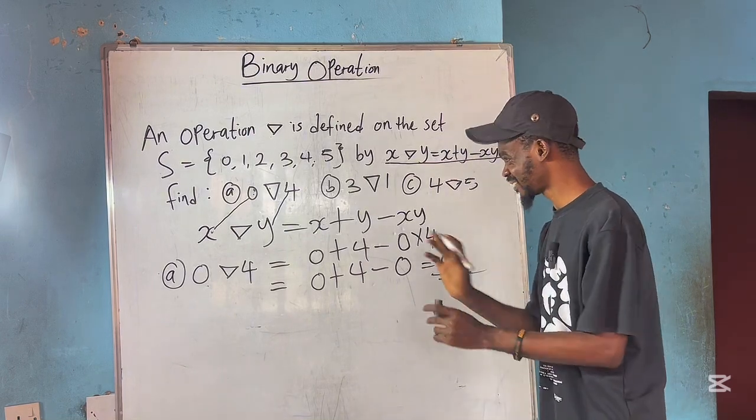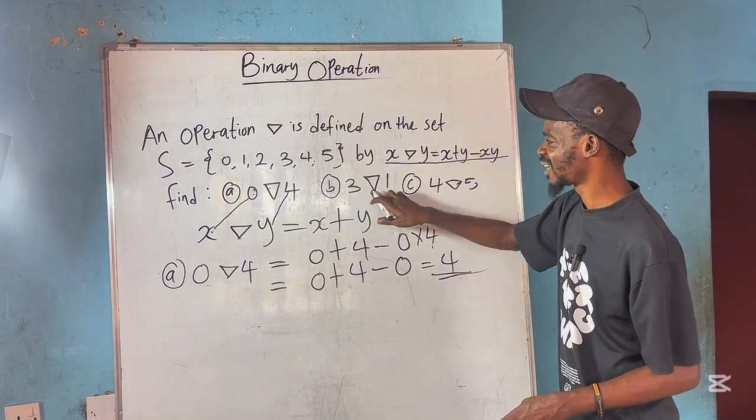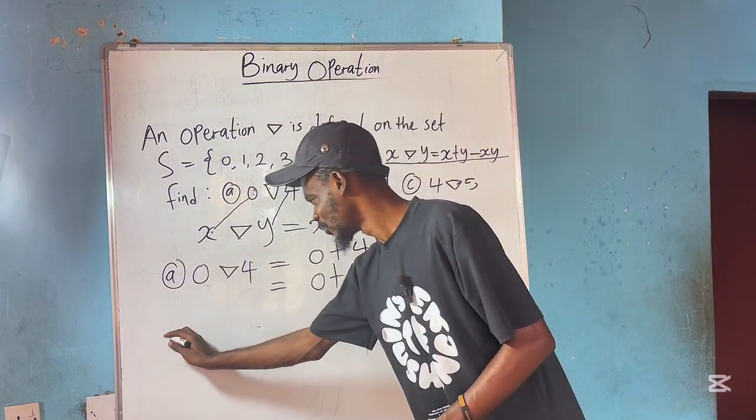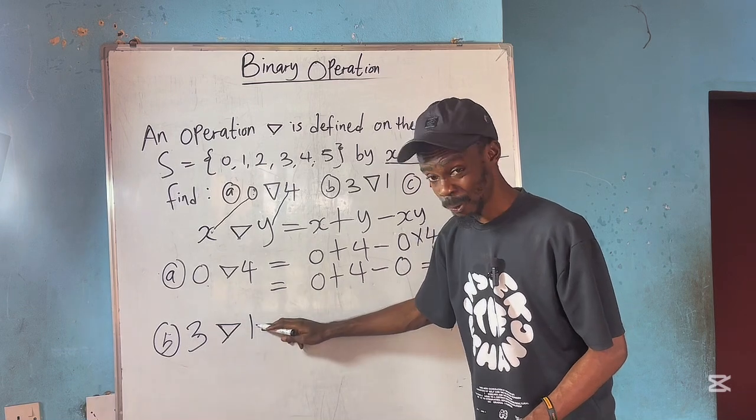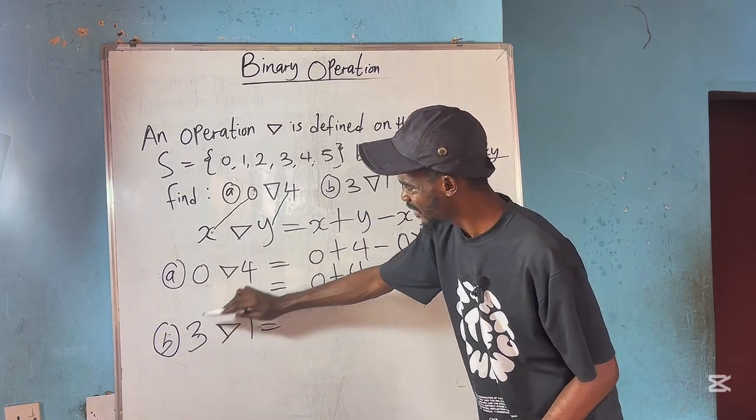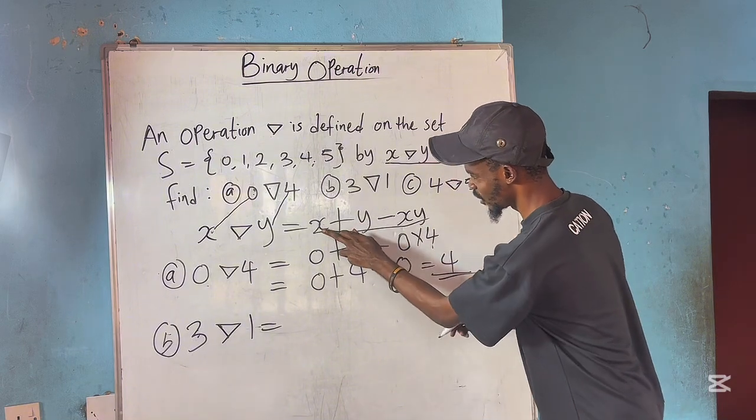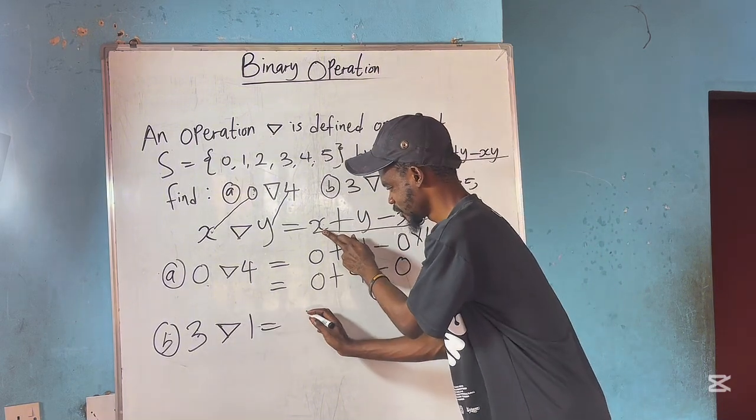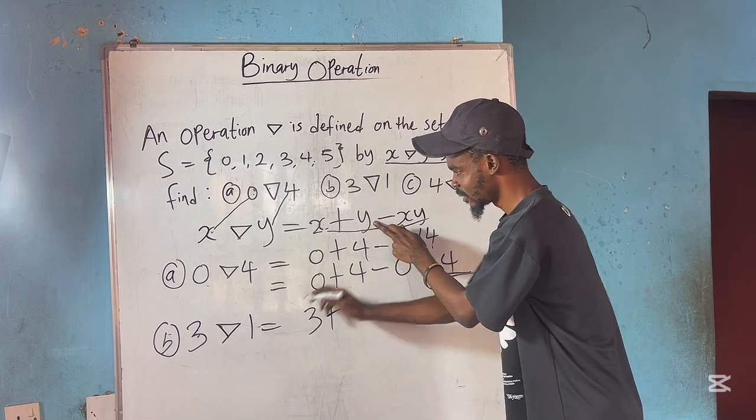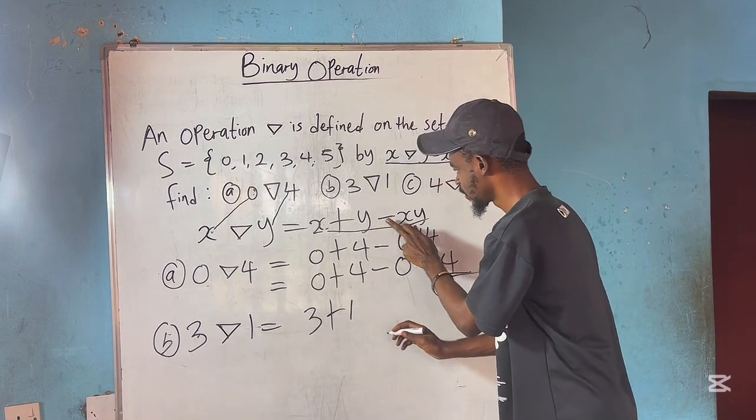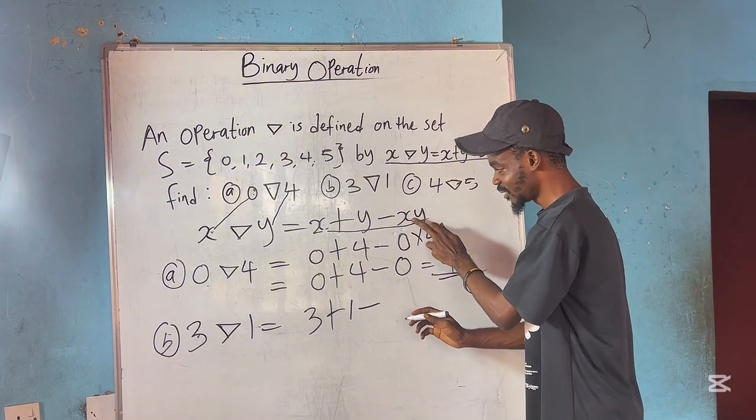That is very simple. And then the second question is find 3 triangle 1. It's very simple. Now, the first one is 3, and the second one is 1. So, which means the first one being 3. Okay, look at the formula. So, x, which is now 3, plus y is now 1, minus x times y, which means xy.